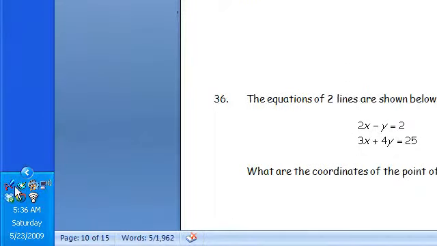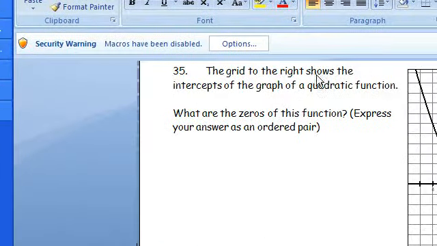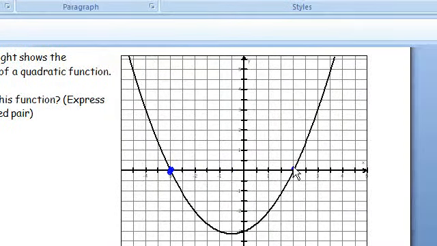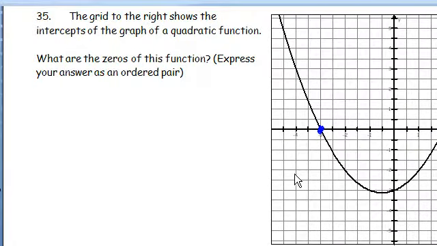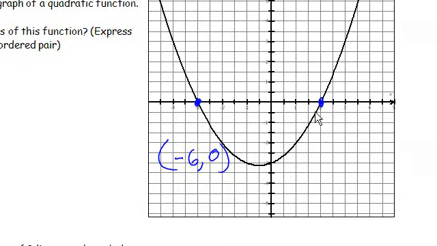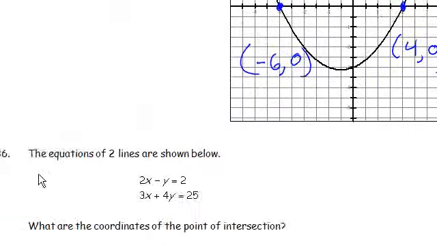Okay, 35 is what we've just been doing in this most recent unit. Here's a parabola. It's asking us to find the zeros. Here's a 0 right here. Here's a 0 right here. Express them as ordered pairs. So that 0 is negative 6, comma 0, or 4, comma 0.